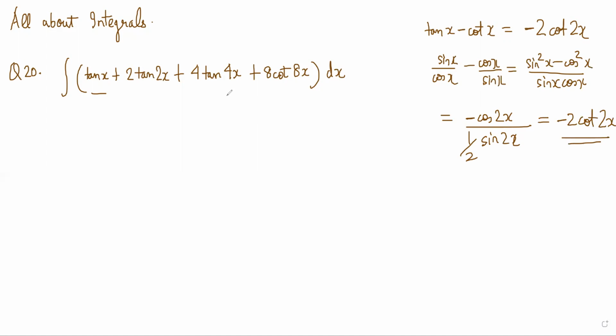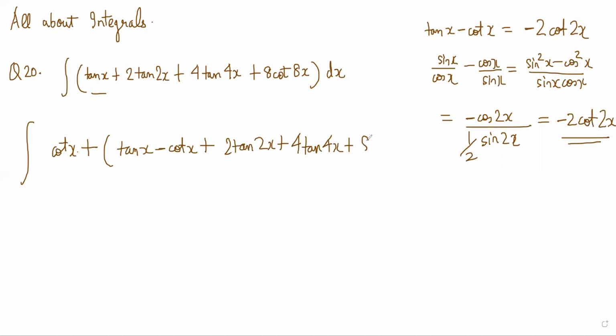So we'll try to use this identity to simplify this expression. What we can say is, if I add a cot x to it and then subtract a cot x, this will become tan x minus cot x, and plus 2 tan 2x plus 4 tan 4x plus 8 cot 8x, right? So I've just changed it a little bit. I have tried to get this expression in, and in order to do that, I have to add a cot x here.